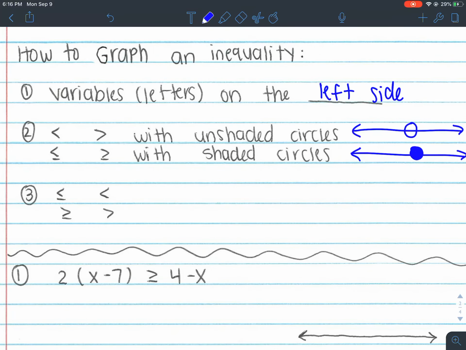Now, for shading our number line, when we graph our inequality, the first section here, I have a less than or equal to or a less than. And when it's less than, I'm going to shade to the left. Okay? And the reason why I shade to the left is because all the numbers that are less than are on the left side of the number line. And if I have a greater than or equal to or a greater than sign, then I'm going to shade to the right.